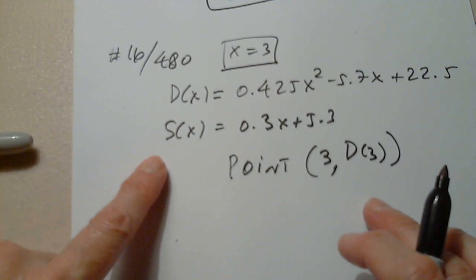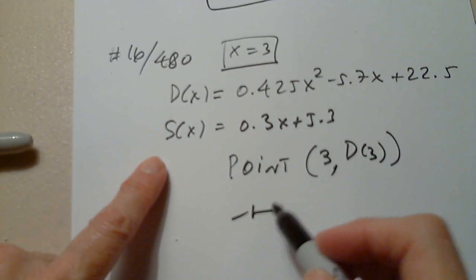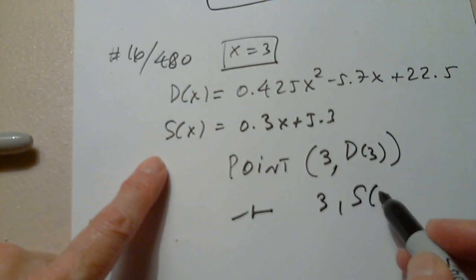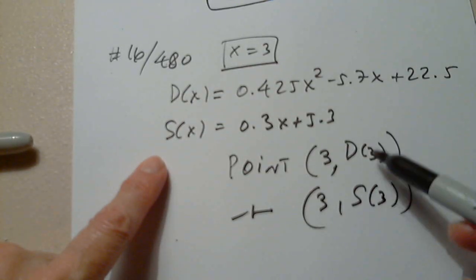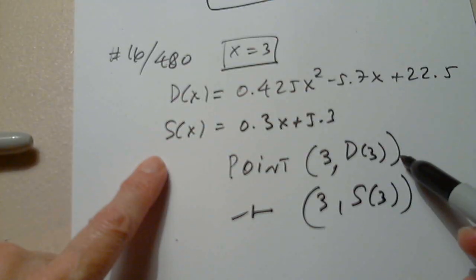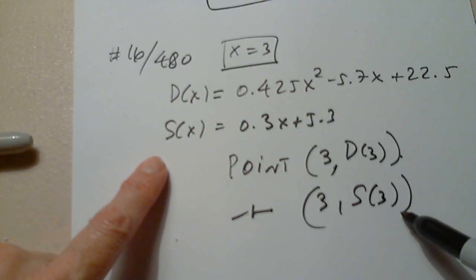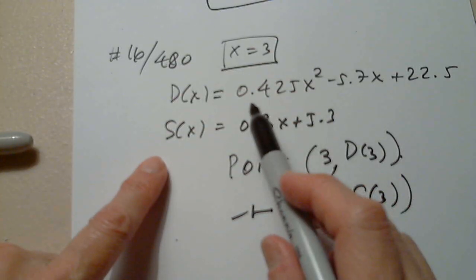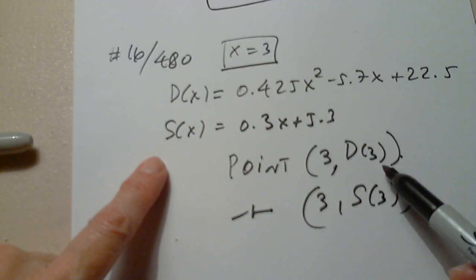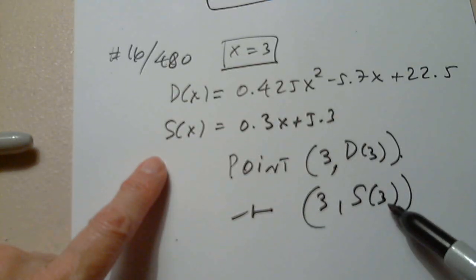And when we get to the supply function, there is a different point, 3 comma s of 3. They're not the same point. This one will be for the demand and this one will be for the supply. So I'm going to punch this in and plug in 3, and punch this in and plug in 3, and see what I get.